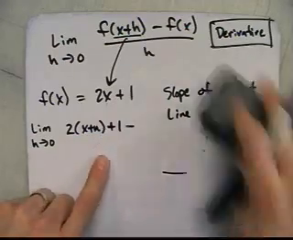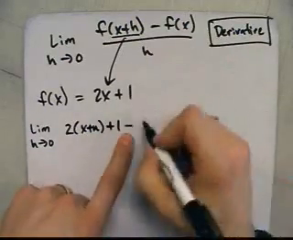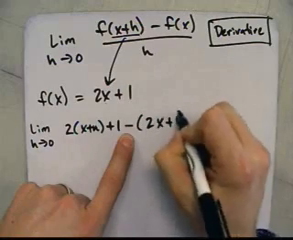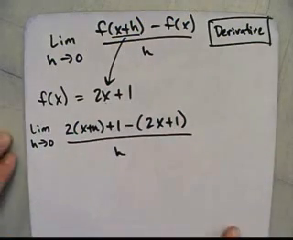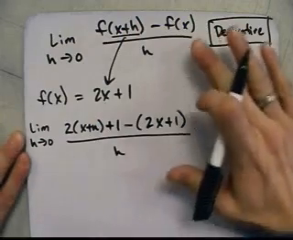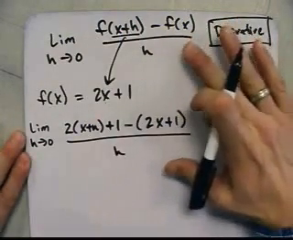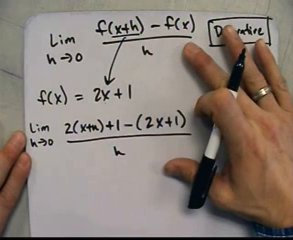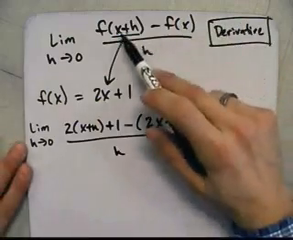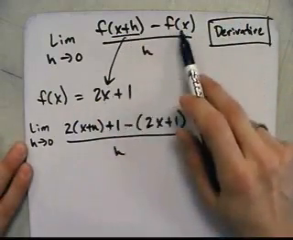I'm going to run out of room, so let me erase this. I'm going to subtract the entire function, which is 2x plus 1. And then I want to divide all of that by h. So I'm literally just plugging this in. This never changes. This is always the same all the way through forever. That's the definition: plugging this into the x, subtract the function and divide it by h.